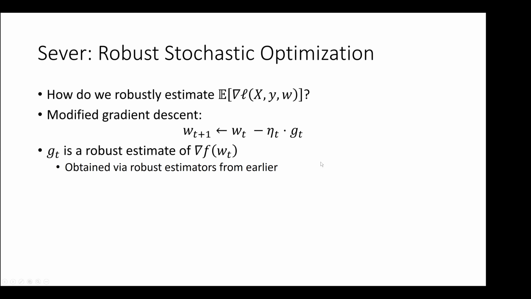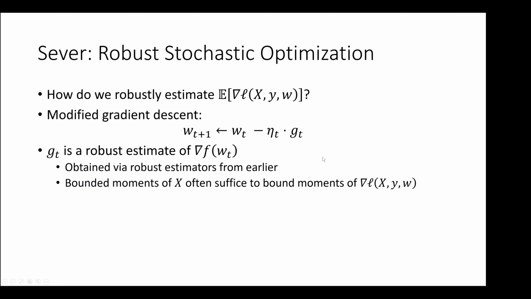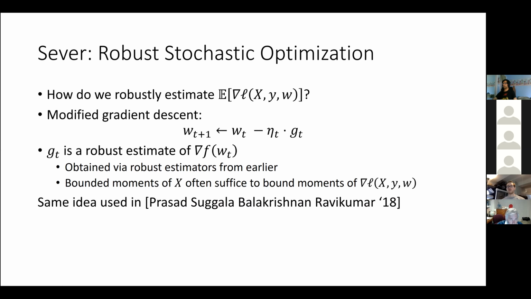And this will be obtained via the robust estimators that I've mentioned from the first part of this talk. Like I said, while for the first part I focused on Gaussian cases, in fact, bounded moments of x of the data points often suffice to bound moments of the gradient of the loss function as well. And this will be kind of all we really need. I'll mention another simultaneous work by Prasad et al., which also does robustify gradient descent to solve this type of problem.